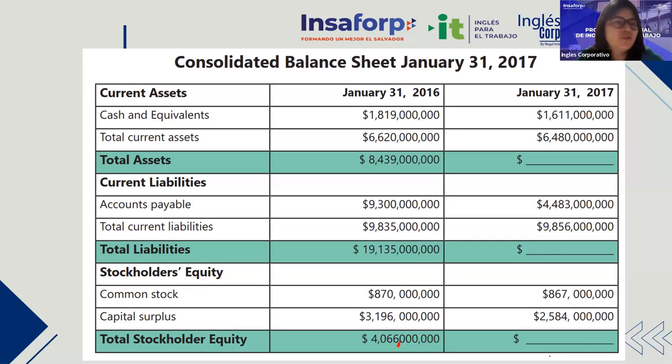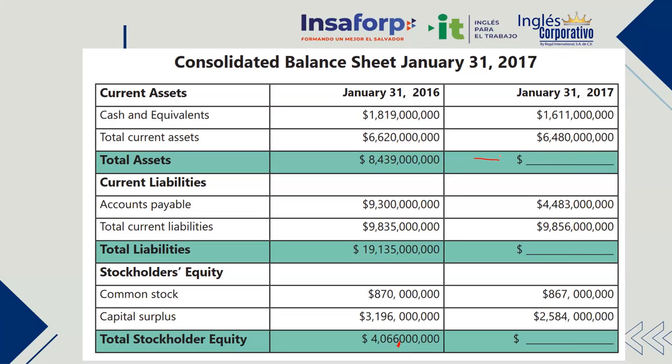A ver, you have current or total assets. Who can tell me? Me, teacher. Yes, tell me. Assets are the total is 2,259 million. 2,000. The total, 2 million. 259,000.